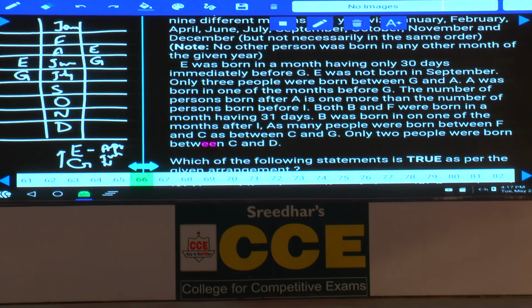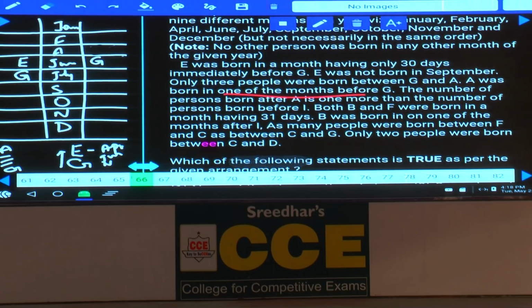Only 3 people were born between G and A. And A was born in one of the months before G. As A was born in one of the months before G, now E in the month of April is not possible. Why? Because A must be before. Between A and G there must be exactly 3: 1, 2, 3. G must be here. Now as G is here, 1, 2, 3, there are only 3 months. Hence E cannot be in the month of April. Are you following this one or not? As E cannot be here.